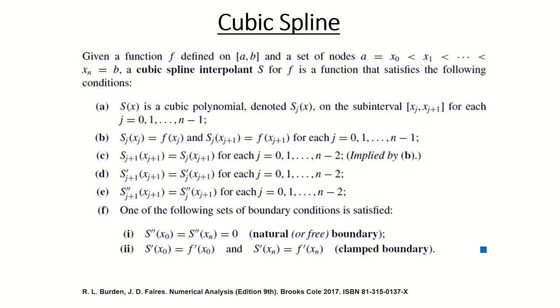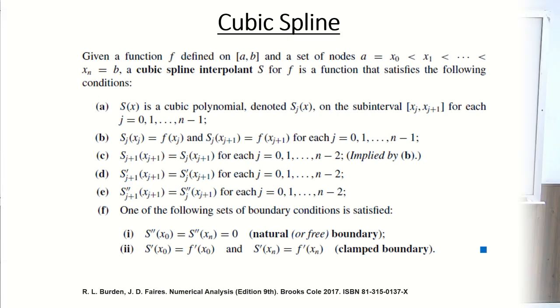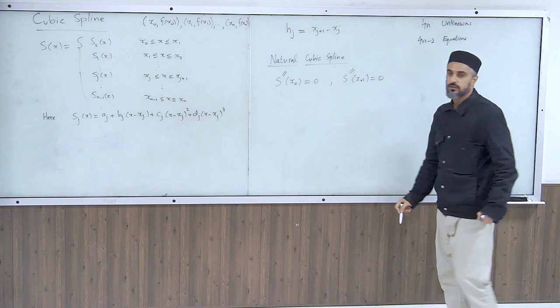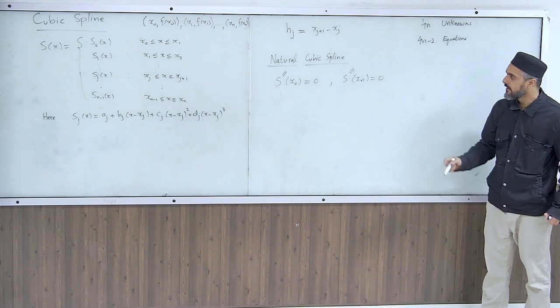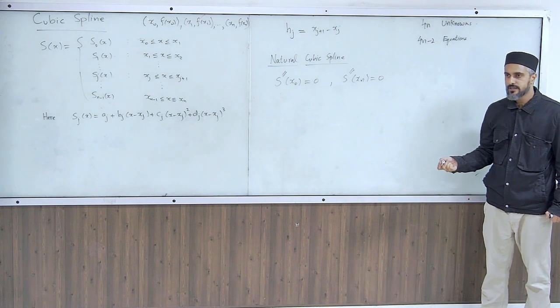Actually, the corresponding spline is called the natural cubic spline. What are those conditions? Those conditions say that the second derivative at the end points should be 0. What is an end point? x0 and xn. These are the end points. So the second derivative at the end points is 0.